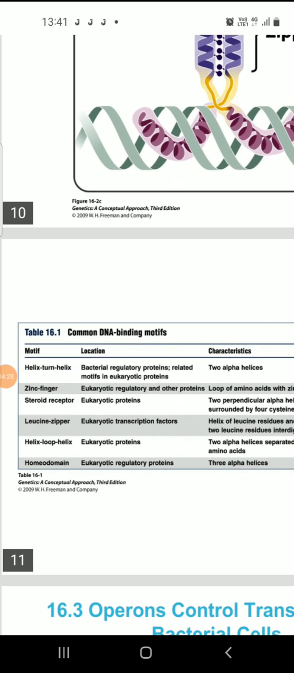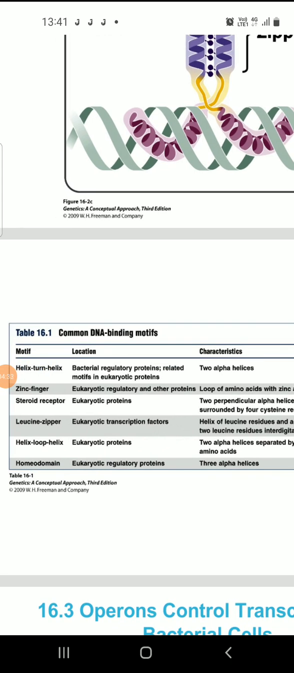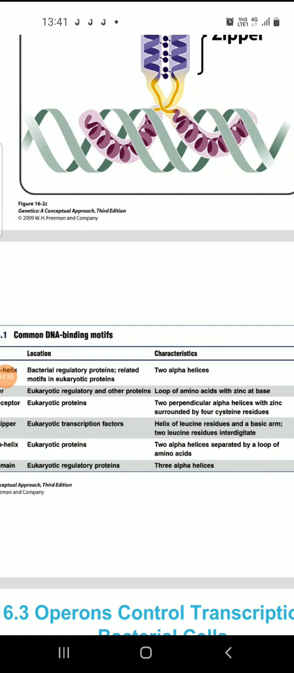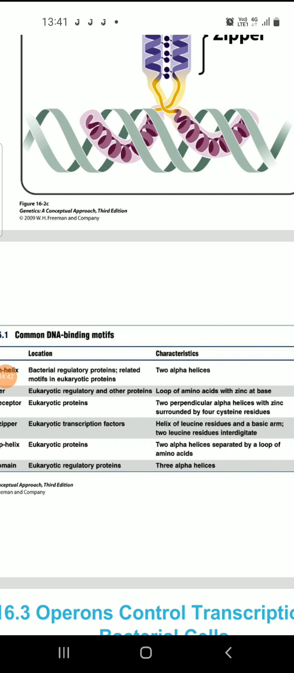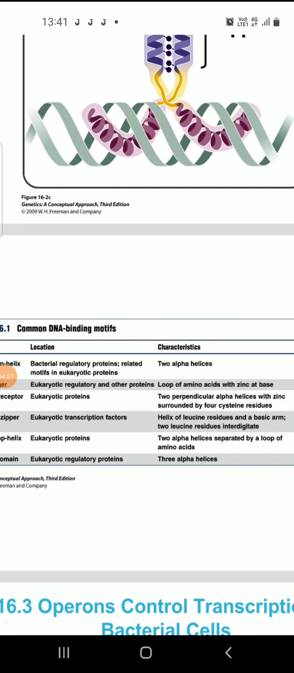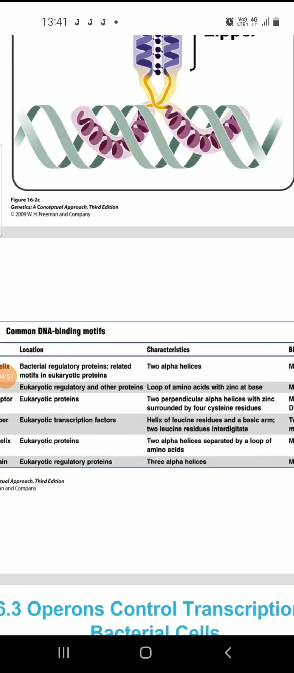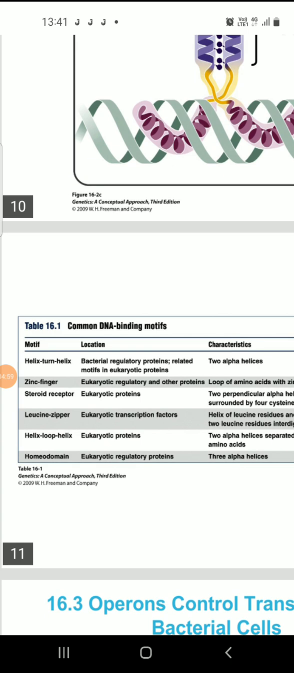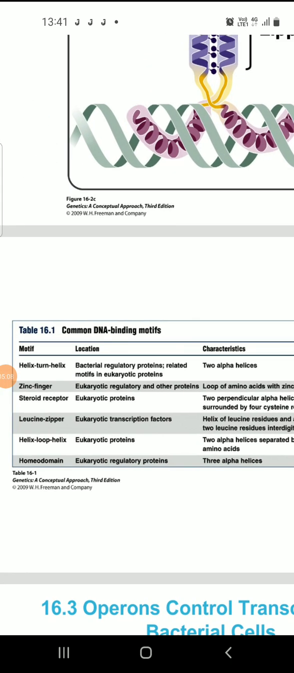What are the characteristics of this helix turn helix? They have two alpha helices, and the zinc finger is nothing but the loop of amino acids with zinc at the base. Steroid receptor has perpendicular alpha helices with zinc surrounded by 4 cysteine residues. Then the leucine zipper is the helix of leucine residues, and the basic arm. Then the helix loop helix type of motif, which has two alpha helices separated by a loop of amino acids.